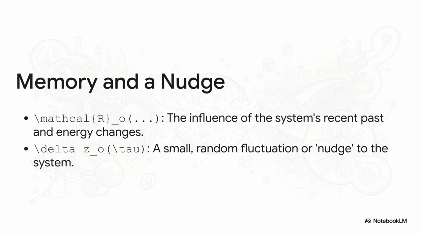Now, on top of those main ingredients, two other things get added to the mix. We already talked about the memory function, right? The influence of the recent past. But check out this last little term, delta Z. This is so important. It represents a small, random fluctuation, a little bit of noise or an unpredictable nudge. Why? Because the real world is never, ever perfectly predictable. There's always a little bit of chaos.